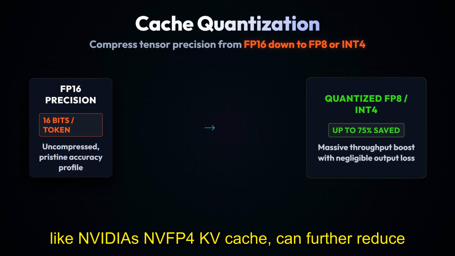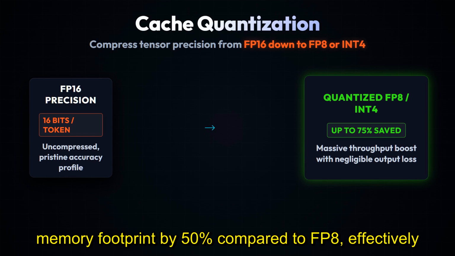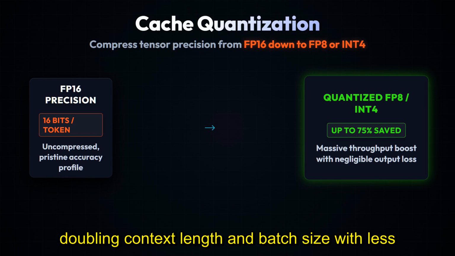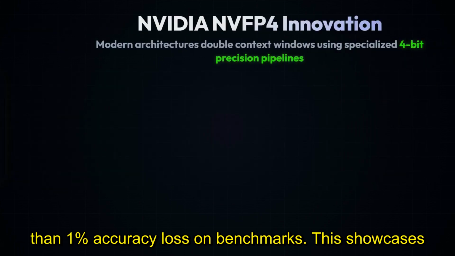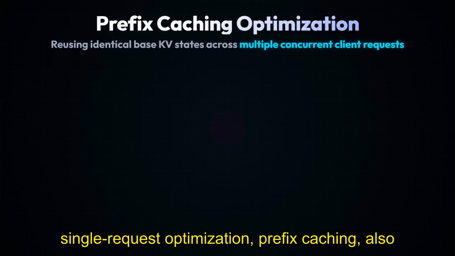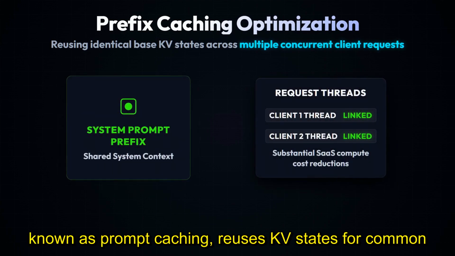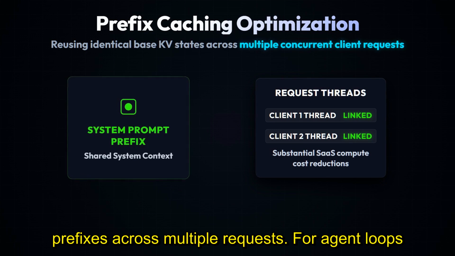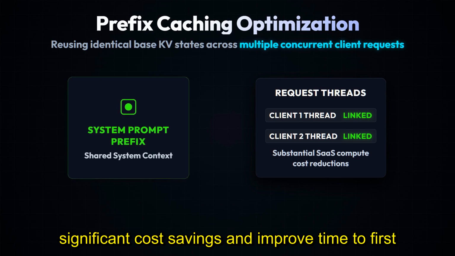Advanced quantization methods, like NVIDIA's NVFP4 KV cache, can further reduce memory footprint by 50% compared to FP8, effectively doubling context length and batch size with less than 1% accuracy loss on benchmarks. This showcases continuous innovation in efficiency. Beyond single request optimization, prefix caching, also known as prompt caching, reuses KV states for common prefixes across multiple requests. For agent loops or multi-tenant SaaS environments, this can yield significant cost savings and improve time to first token.